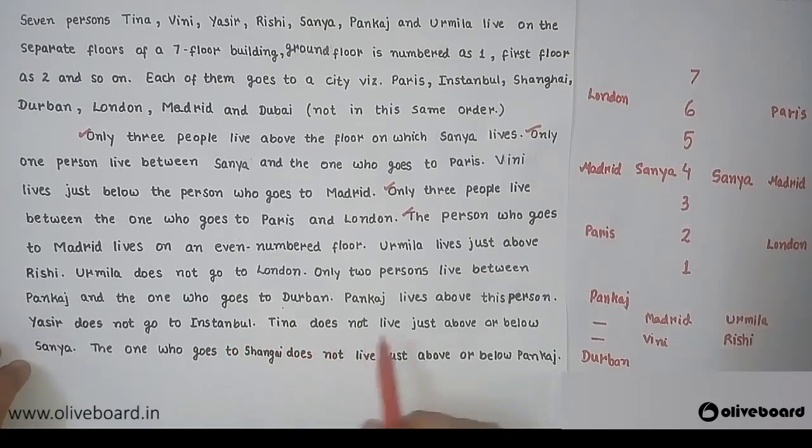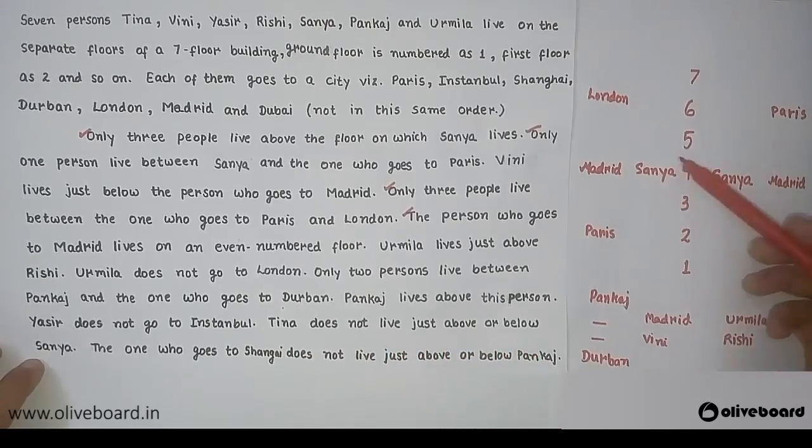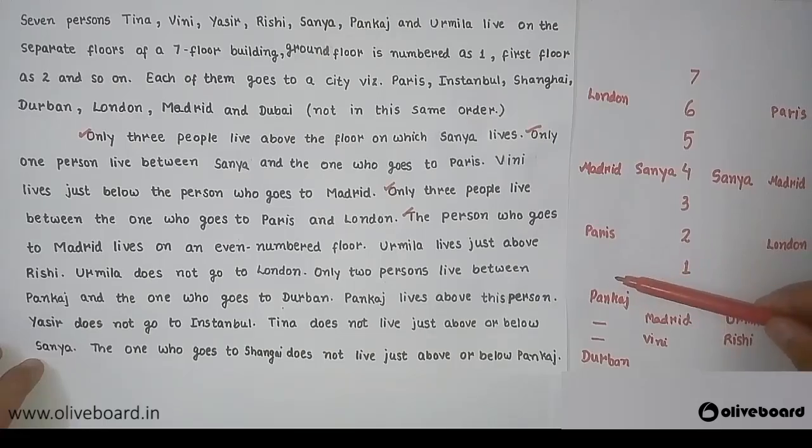The next statement says Tina does not live just below or above Sanya. So basically if Sanya is sitting here in both the statements, then Tina will neither sit here nor here. So again this is a negative statement which I'll use afterwards. The one who goes to Shanghai does not live just above or below Pankaj. So it says the person who lives in Shanghai neither sits just above Pankaj nor just below Pankaj. So all these statements are negative statements and I am not using them as of now, and I am going to solve my question with these statements.